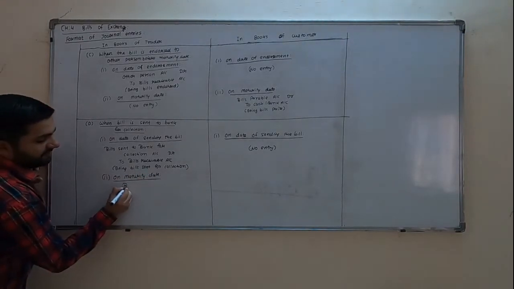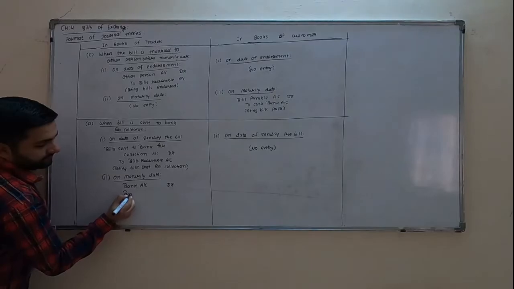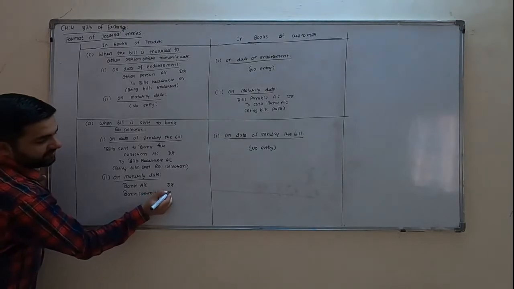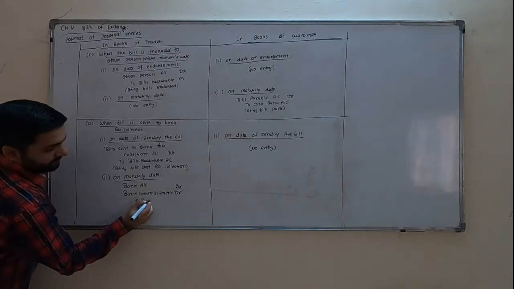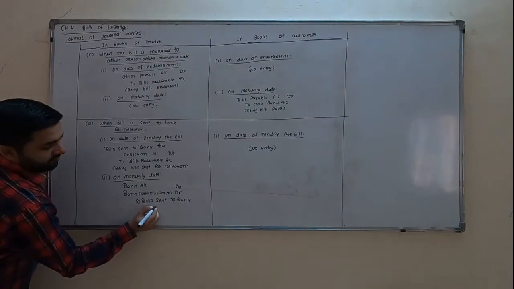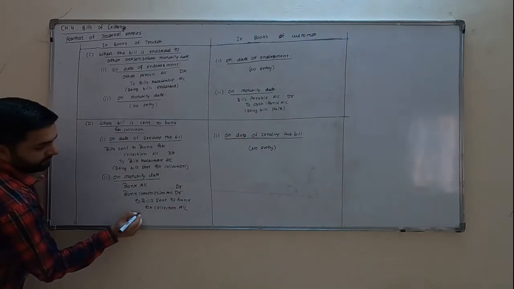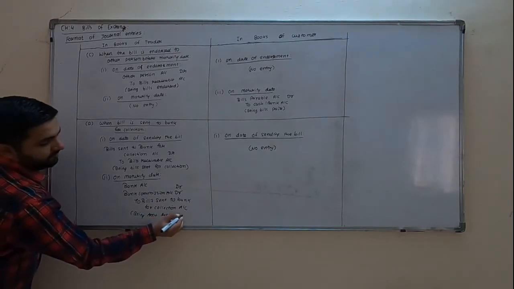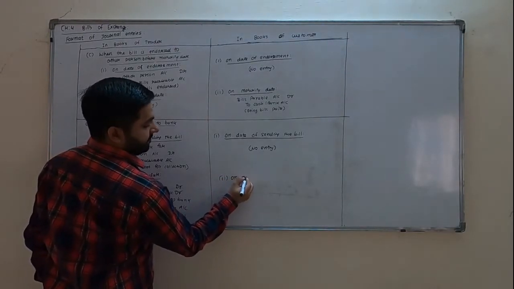On maturity date, now the entry would be: bank account debit, bank commission account debit, as I said, bank will charge some commission for that, to bills sent to bank for collection account, being amount received. And here the entry will be always same.